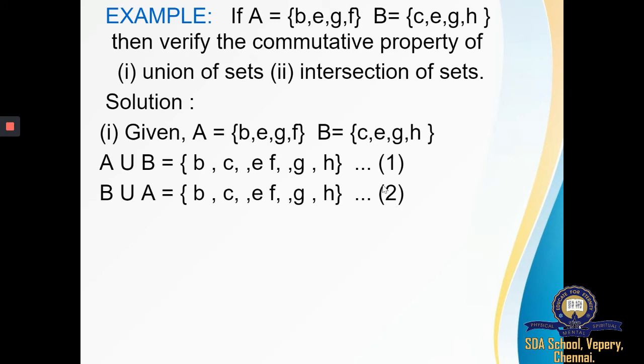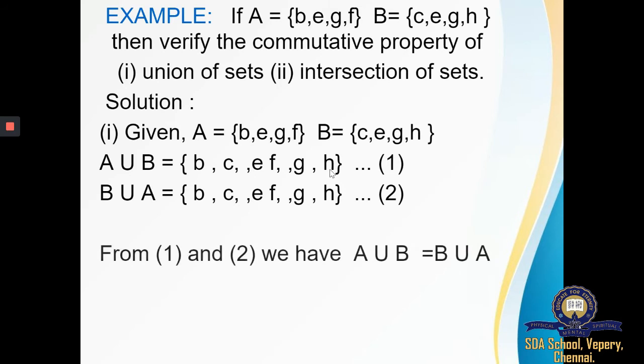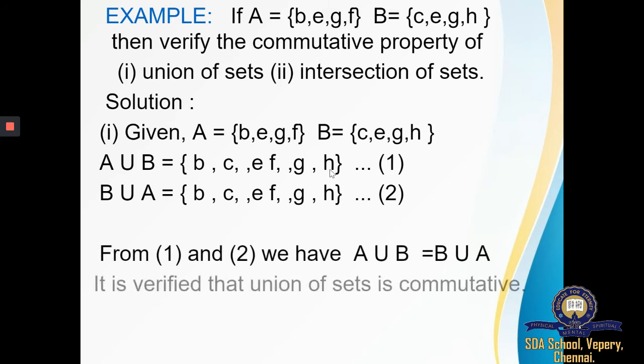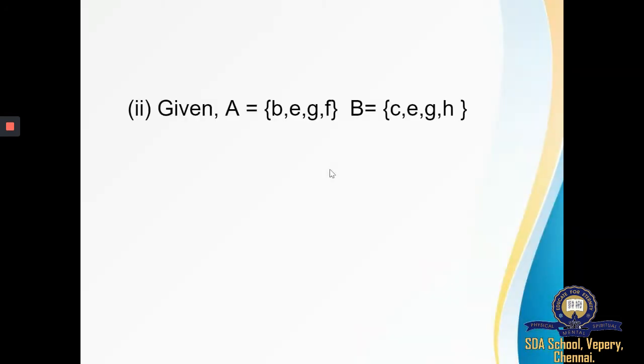Now, carefully observe both equation 1 and equation 2. Do you find any changes over there? No, right? Both are same, right? So we have proved that A union B equals B union A, which means union of sets is commutative. Next, let us prove that intersection of sets is also commutative with the same example.